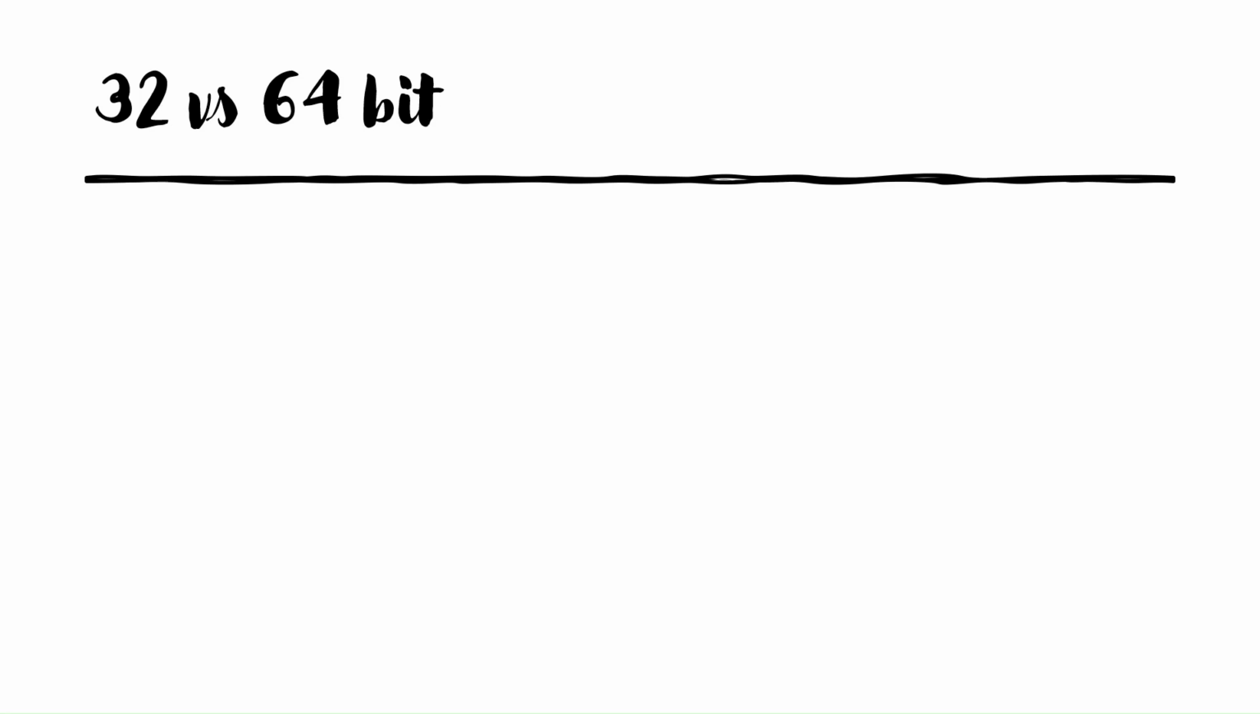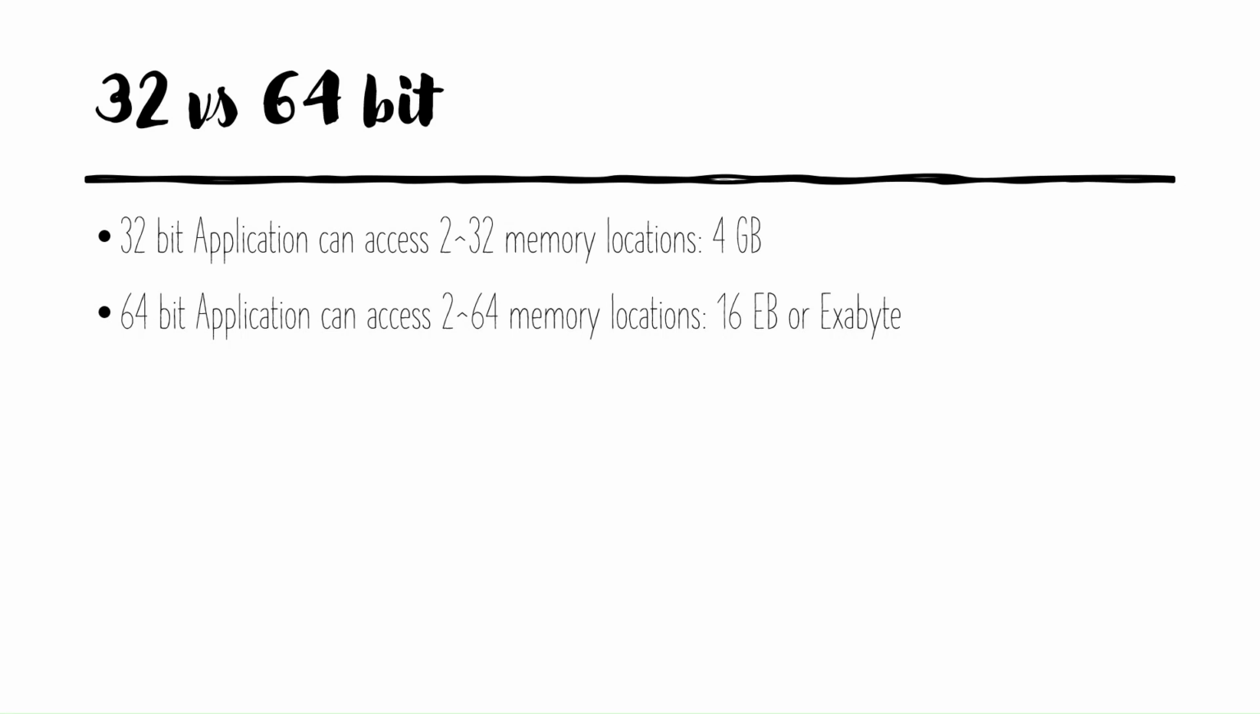Now, what is the main difference between them? One difference is a 32-bit application can access a max of 4 GB of memory, which is 2 to the power 32. Whereas a 64-bit application can access, at least in theory, 2 to the power 64, which is 16 exabytes of memory, which is huge. You're never going to need that much memory in one process, right?